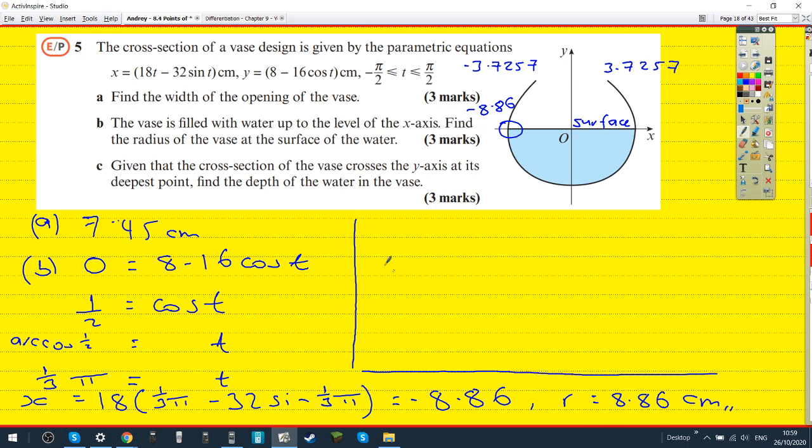And part c. I'm guessing it's going to be the area of a cross section here. Doesn't ask for area, I don't think. It's asked for the depth. Does that have to do with volume? No. Where is the deepest point in the vase? Like at the bottom of the y axis, yeah. And so that means that x is 0.